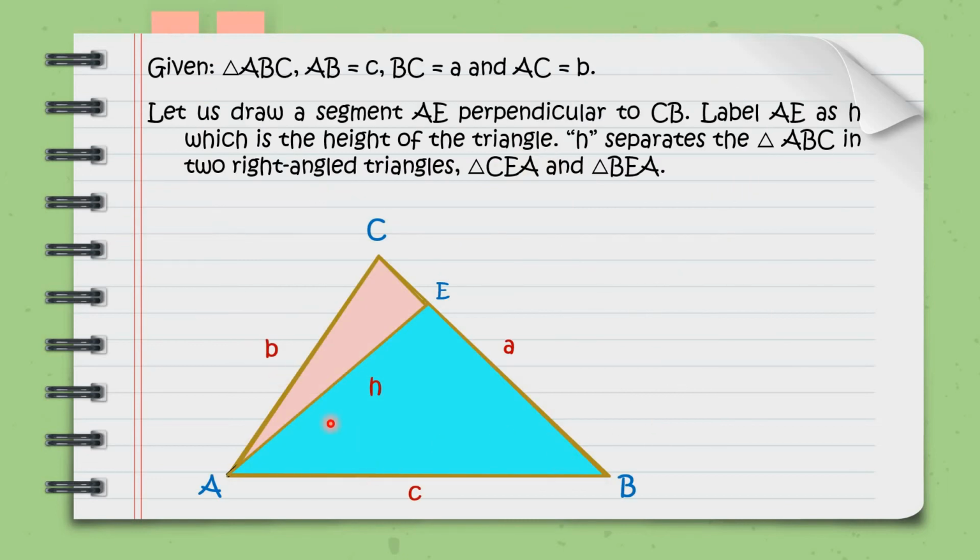We are given triangle ABC. The opposite side of angle A is side BC, so this is named as side a. The opposite side of angle B is side AC, so this is named as side b. And the opposite side of angle C is side AB, and this is named as side c. Let us now draw segment AE perpendicular to BC. And let's label AE as h, which is the height of the triangle. Note that this h separates triangle ABC into two right triangles, right triangle CEA and right triangle BEA.